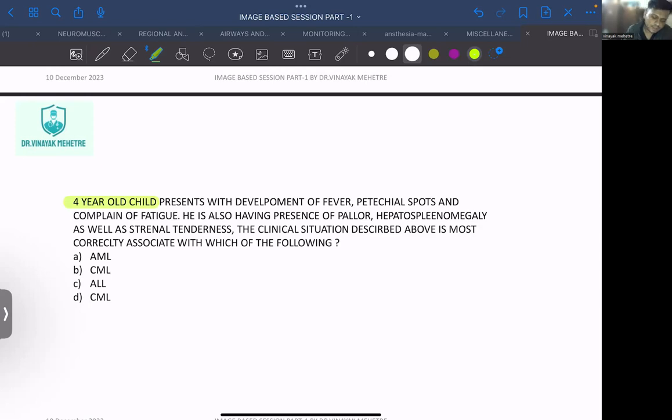A 4-year-old, which means a child, presented with fever, petechial spots and complaint of fatigue. This means fatigue is happening and there is fever. So what is going to happen with the blood cells? It means pancytopenia.